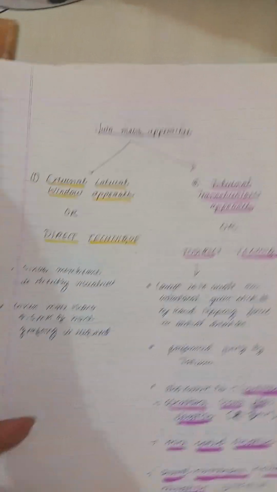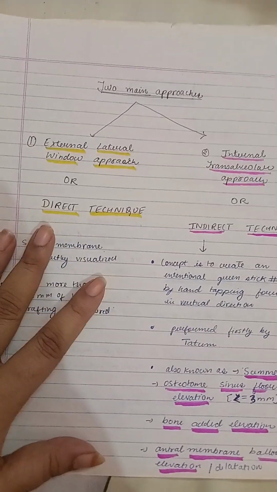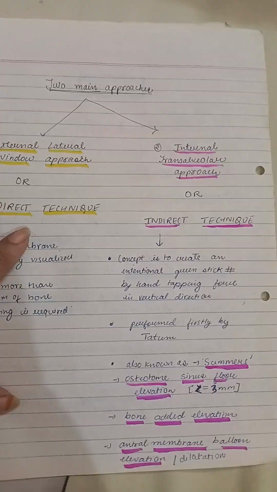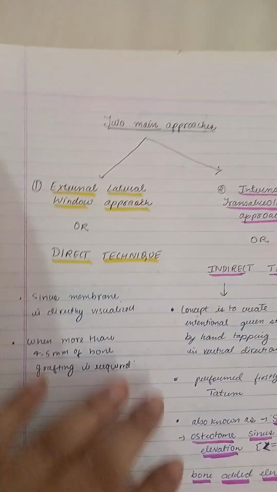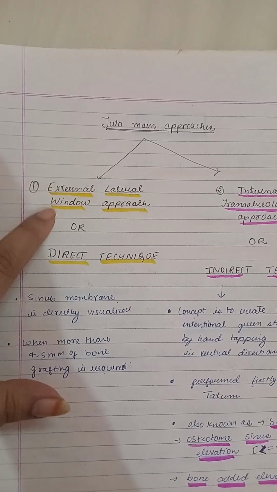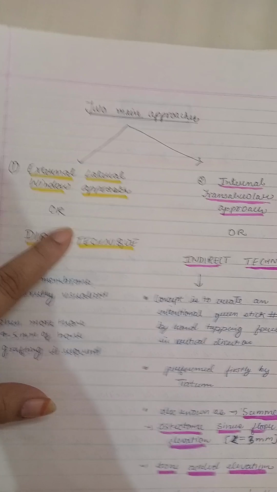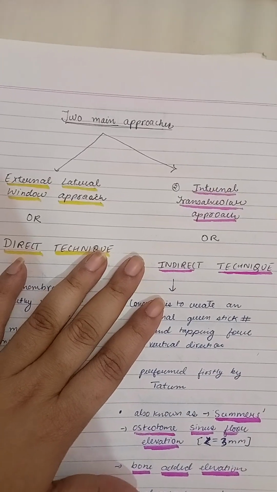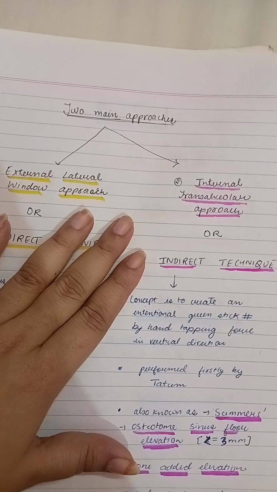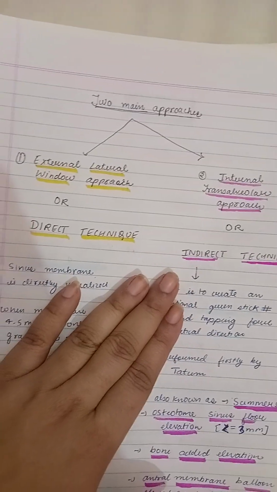Now, what are the approaches? Two main approaches. First is the direct technique. Second is the indirect technique. What is the direct technique? It is also known as the external lateral window approach. And the indirect technique is also known as the internal transalveolar approach. Okay. Direct technique and indirect technique.